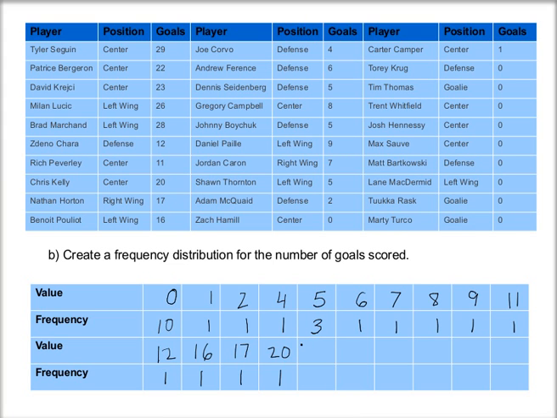no 21, but I do see a 22, so that will be my next value. And I've got one of those. I see a 23, and there's also one of those. No 24 or 25, but there is a 26, and there's one 26. No 27, I see a 28, one 28, and one 29. So 29 is the highest number of goals that were scored, and that was Tyler Seguin up here at the top. So that fills in my frequency distribution chart.